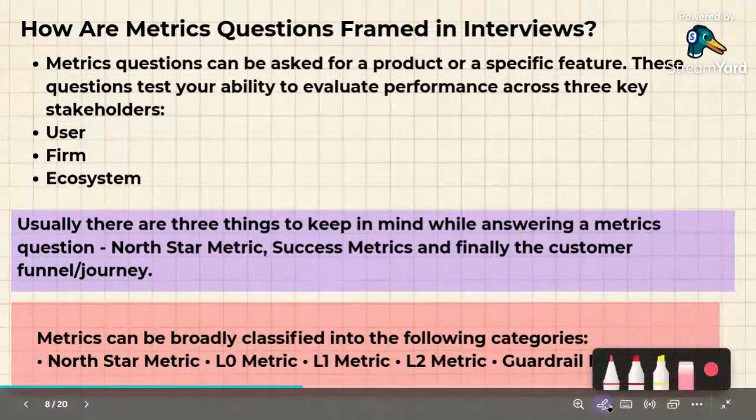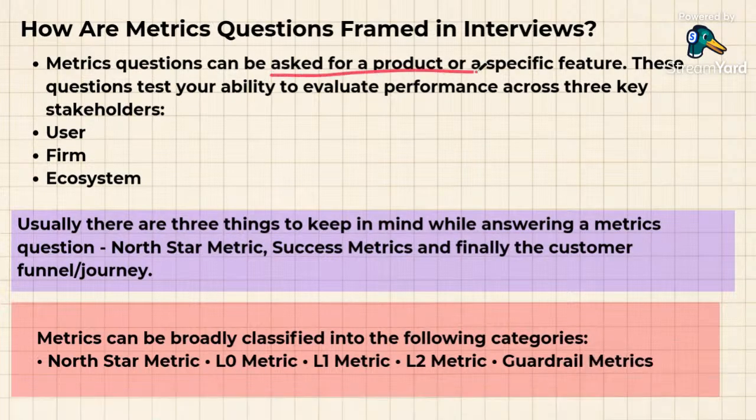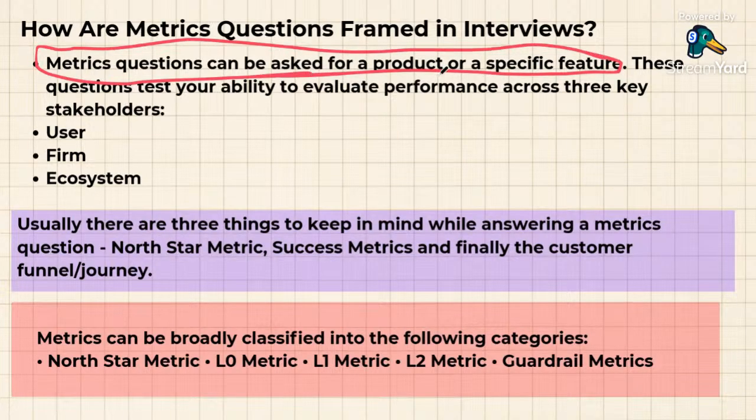In interviews, in most cases, the product feature is usually asked about. Let's say the WhatsApp status feature, or any other feature. It helps us understand and evaluate the performance across the key stakeholders, which are usually the user, the firm, and the ecosystem. To what extent these metrics are affecting the users, the firm, or the ecosystem.